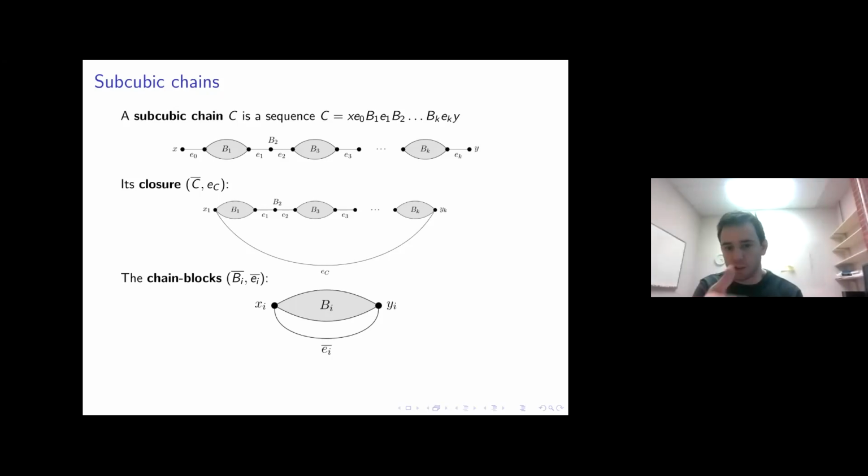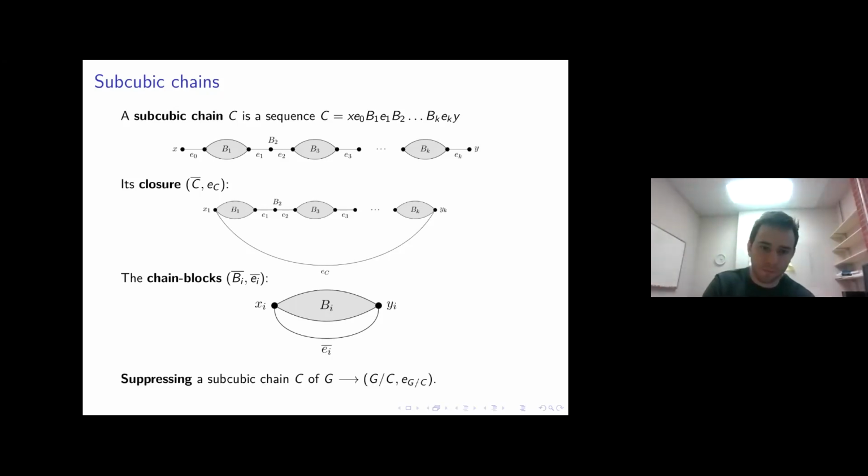So we define what a chain block is. You do the same process. You add an edge between the two connection vertices. And we have this operation of suppressing a subcubic chain. It's the graph where you delete the chain C and you add an edge. And again, that's for induction purposes. And notice that a non-trivial subcubic chain has a two-edge cut. And so what we'll see later is that intuitively you can just think of them as edges that are weighted in a certain way, because they have a cost or savings, which is what the deltas are going to measure.